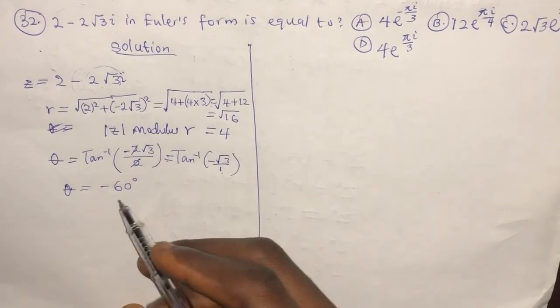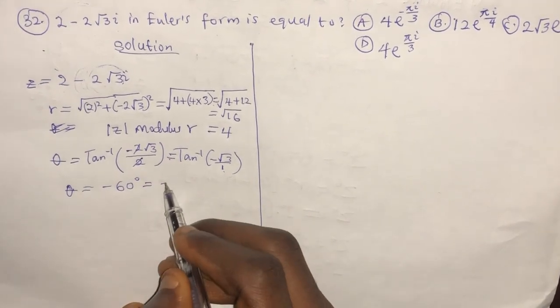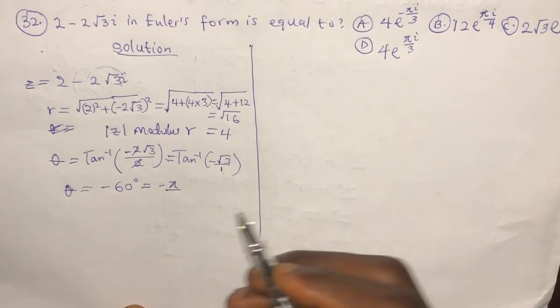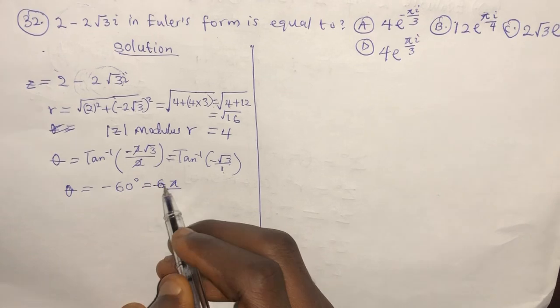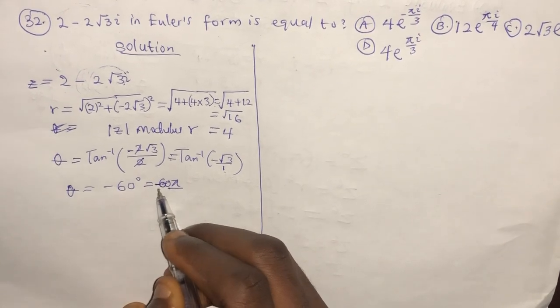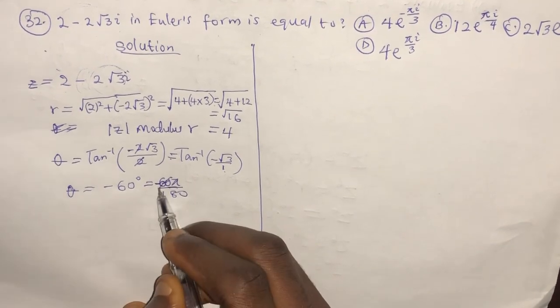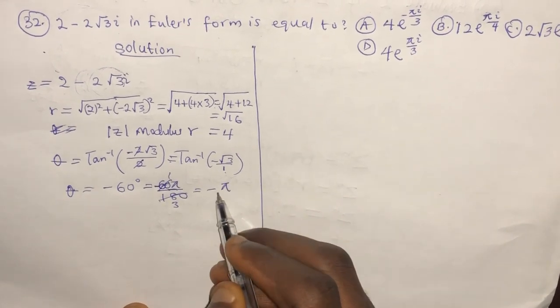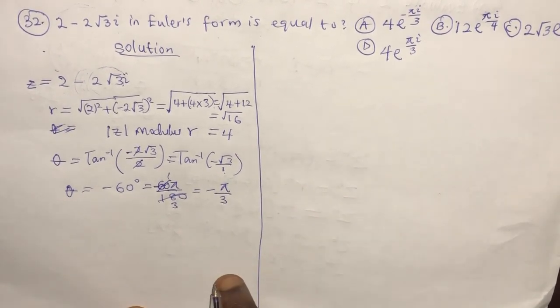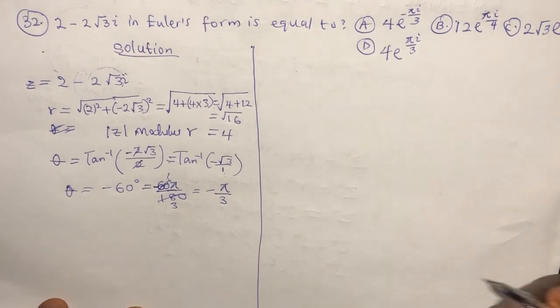But then you know that minus 60 degrees is minus pi over... Okay, let's write it so that it will not get confused. That will be minus 60 pi divided by 180. 60 here 1, 60 here 3. So we have minus pi over 3. Okay, so this is it.